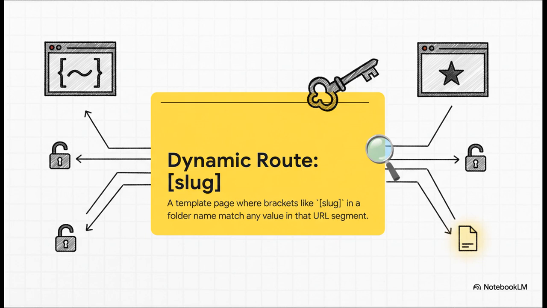It's called a dynamic route. This is one of the most powerful tools in your entire architect's kit. By using square brackets in a folder's name, you create a template, a kind of master key page that can unlock and display content for any matching URL.